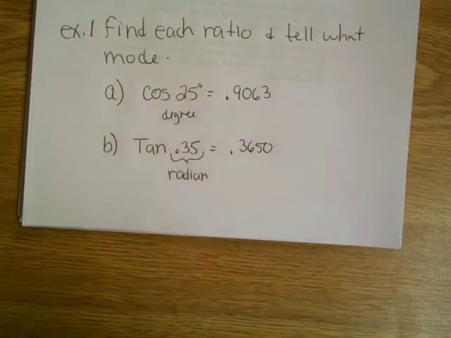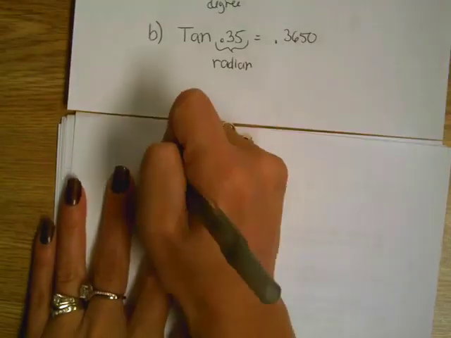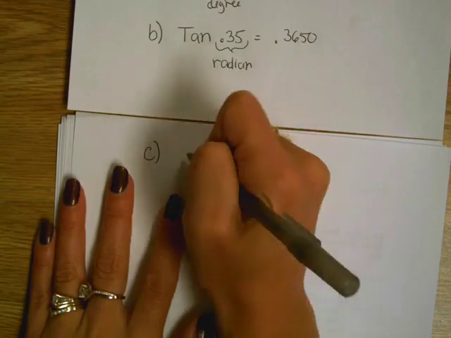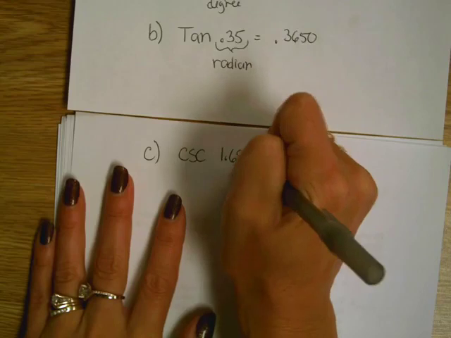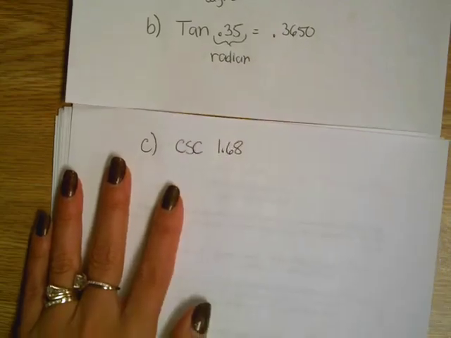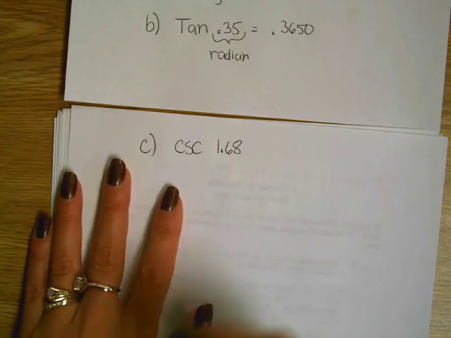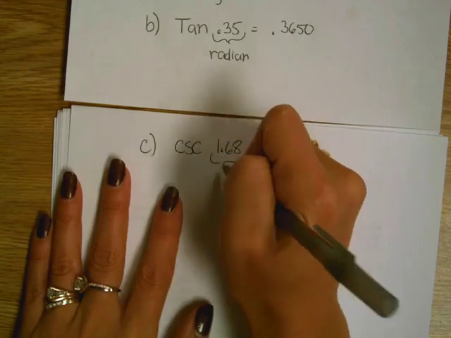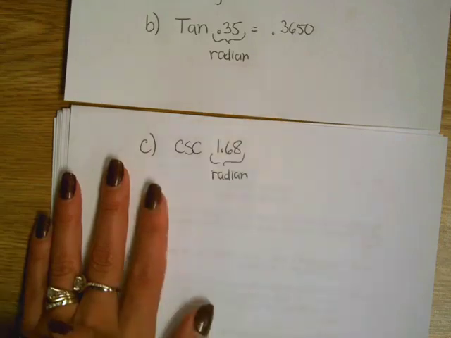Okay? What about those goofy ones like secant, cosecant, and cotangent? Some of you got it down pat how to type that in, some of you do not yet. So let's continue on there. What if I asked for the cosecant of a 1.68 angle? Well, right away, when you don't see the degree mark, you automatically know it's a radian, so you got to be in radian mode. But we don't have a cosecant button.